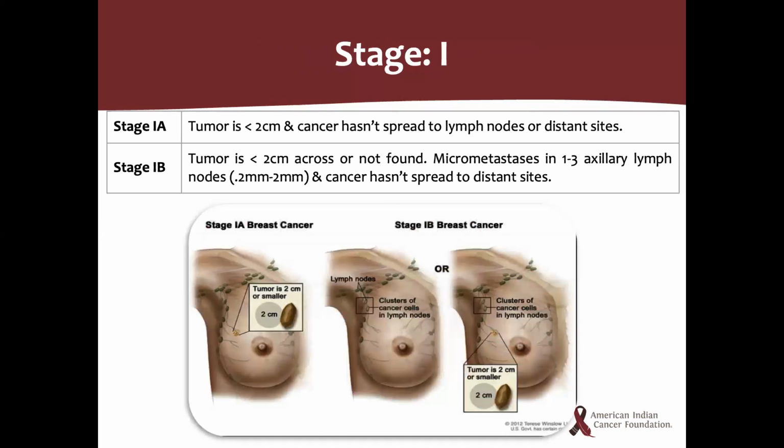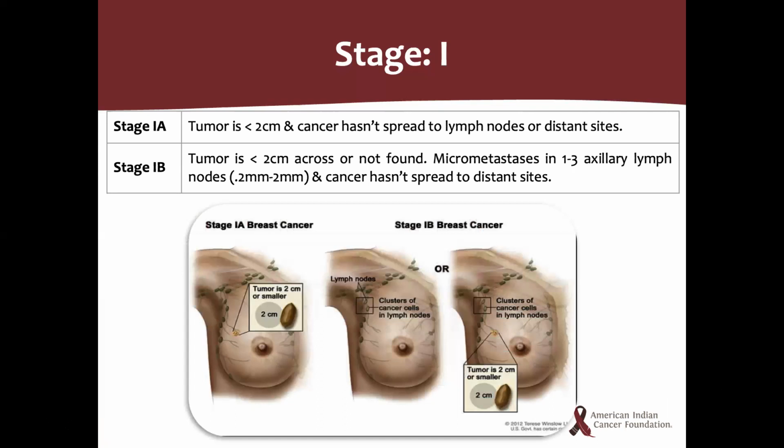Moving on to stage 1, there's 2 categories of stage 1 breast cancer. Stage 1A, the tumor in stage 1A is less than 2 centimeters across, and the cancer has not spread to the lymph nodes or any distant sites. And in stage 1B, the tumor is less than 2 centimeters across, or it can't be found, and there are micrometastases in 1 to 3 axillary lymph nodes that are between 0.2 millimeters and 2 millimeters. And again, the cancer has not spread to distant sites. And these images here depict the situations.